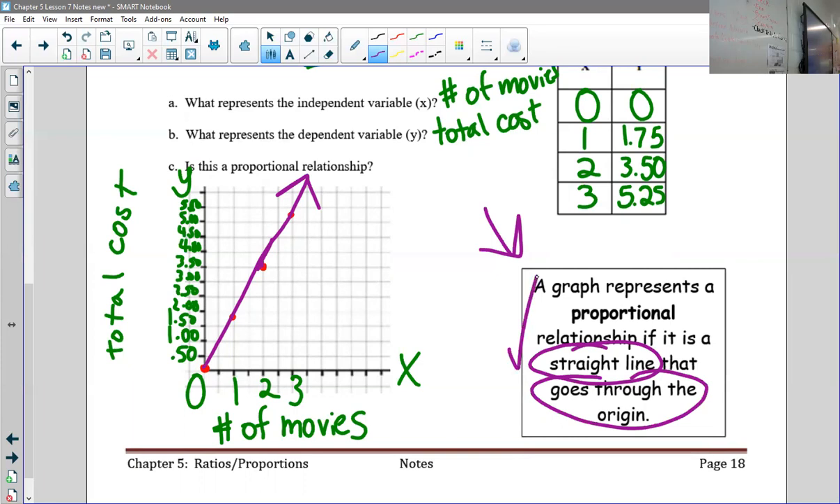So that checks off. And then does it go through the origin? Well, we know that the origin lies at 0, 0. And if we don't rent any movies, we pay no money. So our graph goes through 0, 0. So yep, it goes through the origin. So since these 2 things are checked off, we can say, yes, this is a proportional relationship.